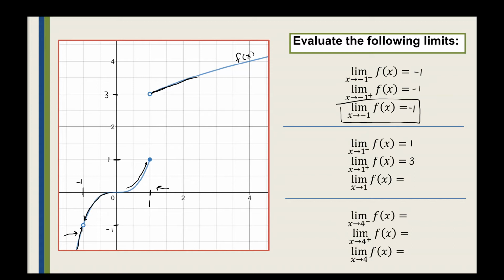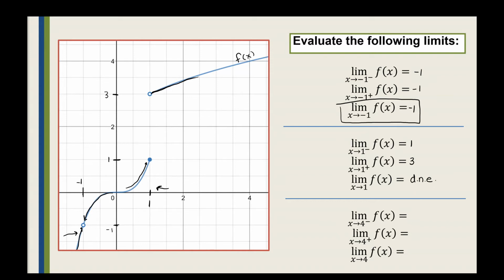Now in this case, the one-sided limits do exist, but they don't agree with each other, which means the two-sided limit, this limit as x approaches 1 of f of x, does not exist. So I'm going to write DNE for does not exist.